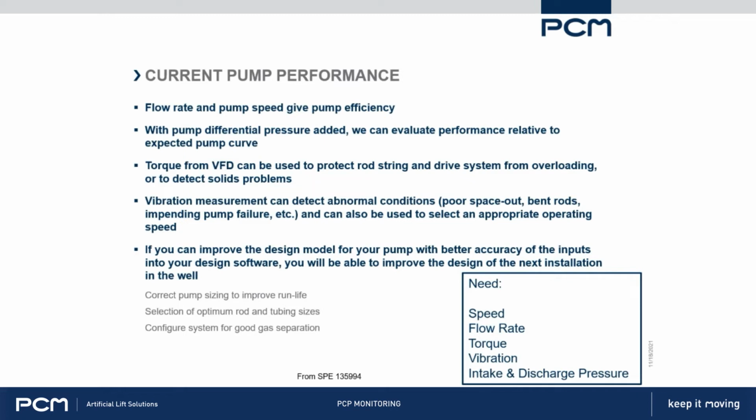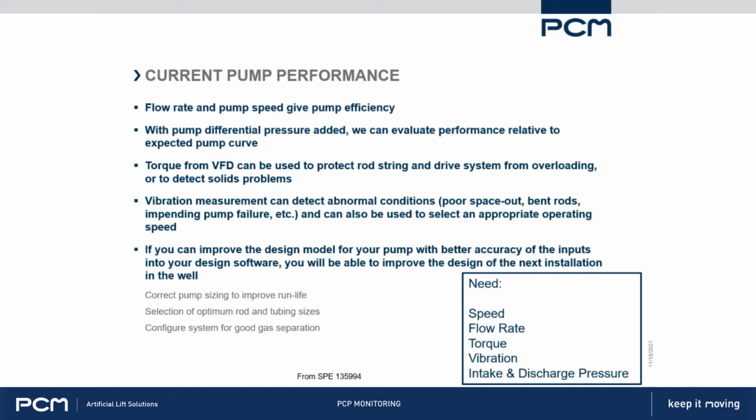If you have vibration measurement, you can detect abnormal conditions, whether it's a space out problem, too high or too low can increase vibration. If there's a bent rod or something like that, that can cause vibration. Sometimes you can see when a pump is about to fail. You might not be able to prevent the failure, but you can at least schedule a workover. If a pump really starts vibrating, there might not be anything you can do about it, but you can plan for its replacement.